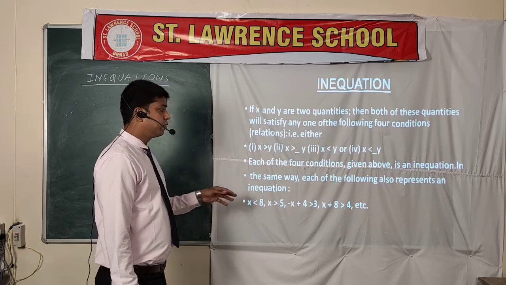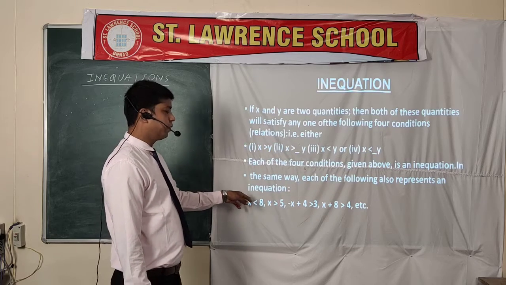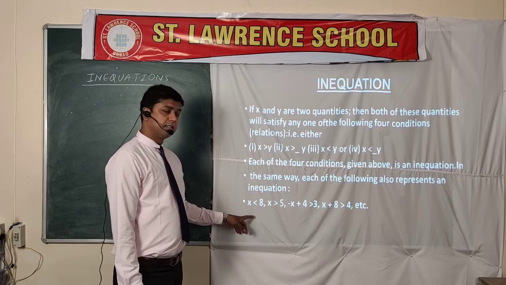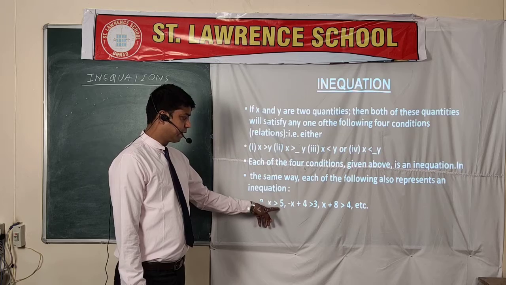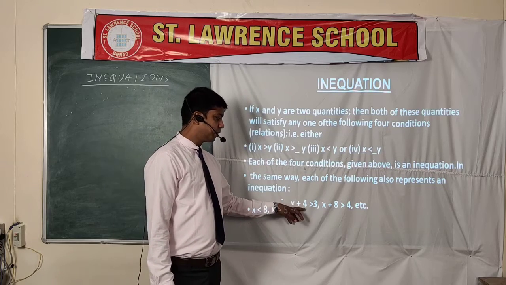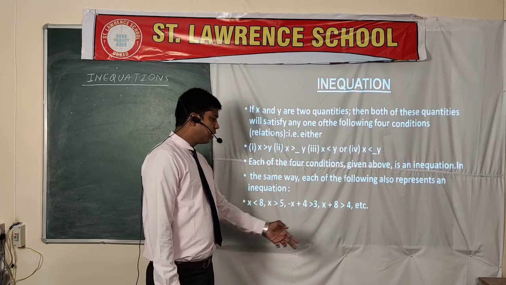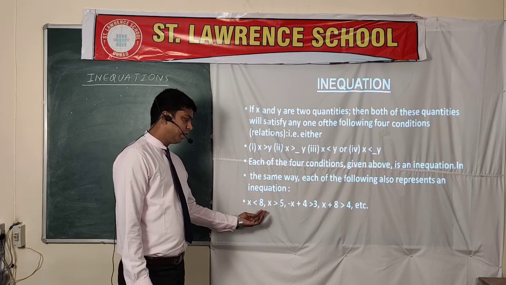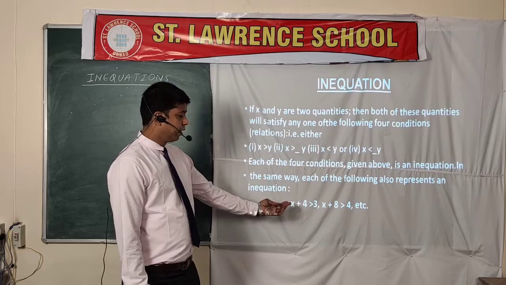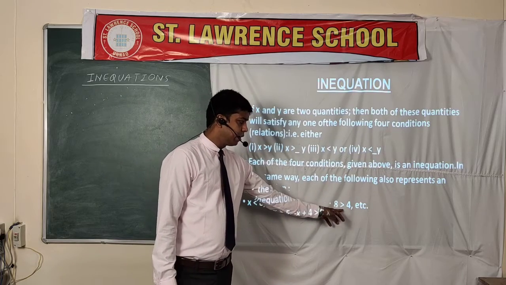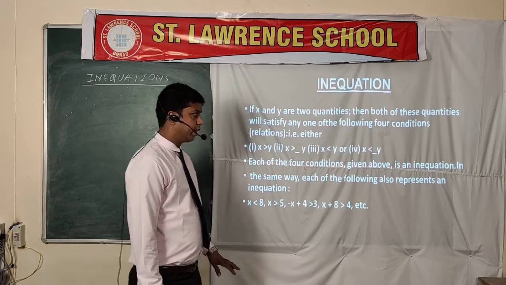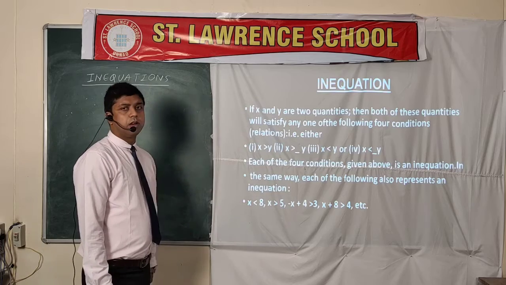In the same way, each of the following also represents an inequation. You see here, x is less than 8, x is greater than 5, minus x plus 4 is greater than 3, x plus something is greater than 4, or it may be x less than or equal to 8, greater than or equal to 5, greater than or equal to 3, and greater than or equal to 4, or less than or equal to 4 it can be, and they all will be called inequations.